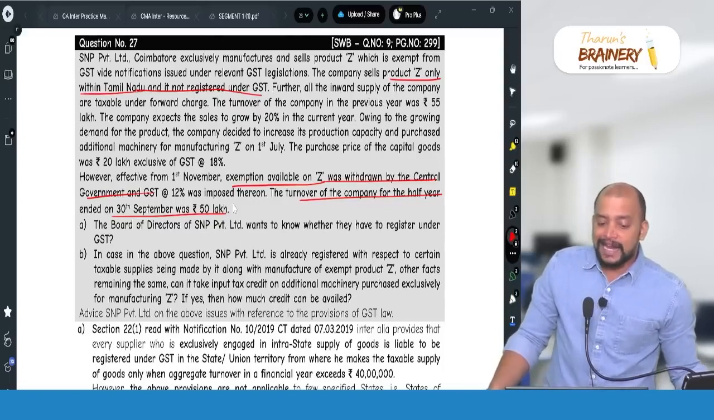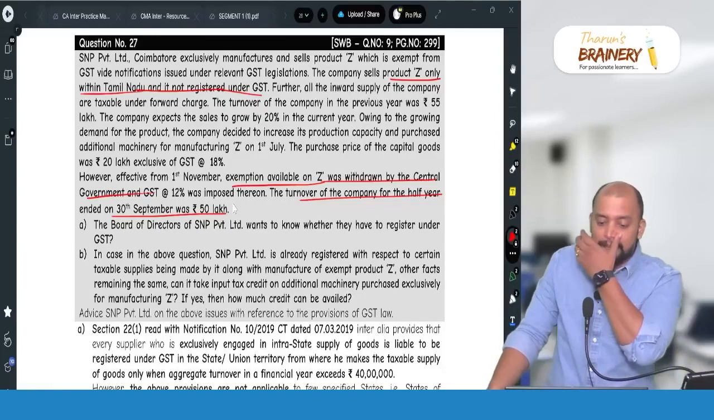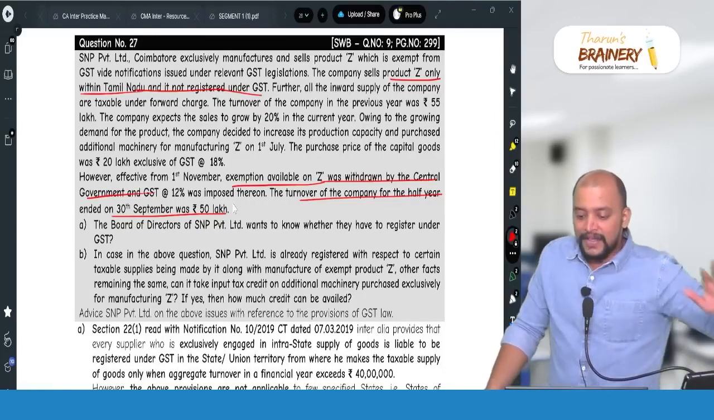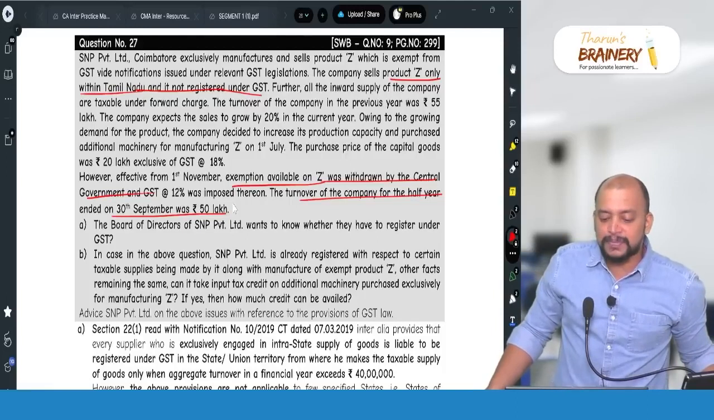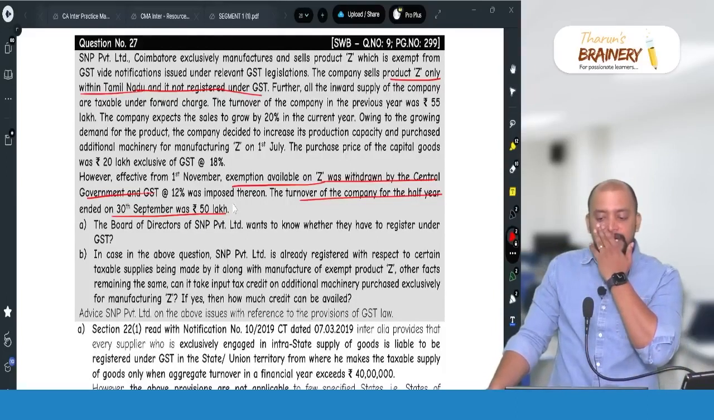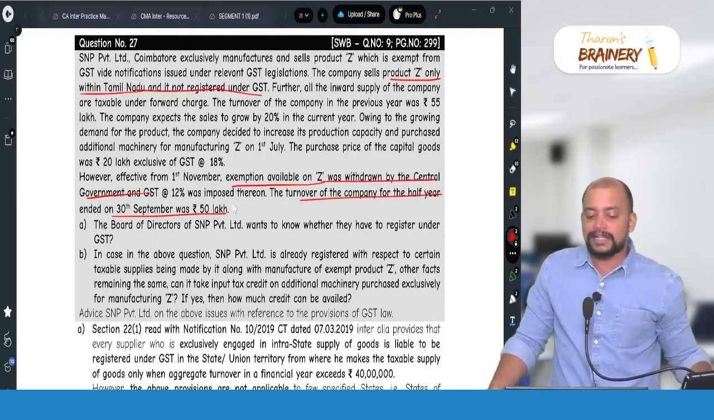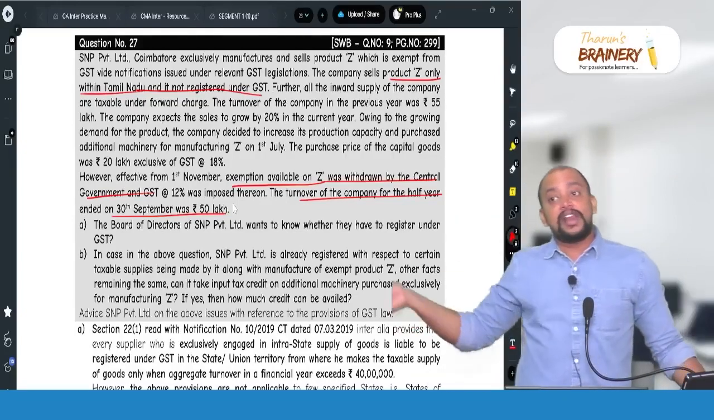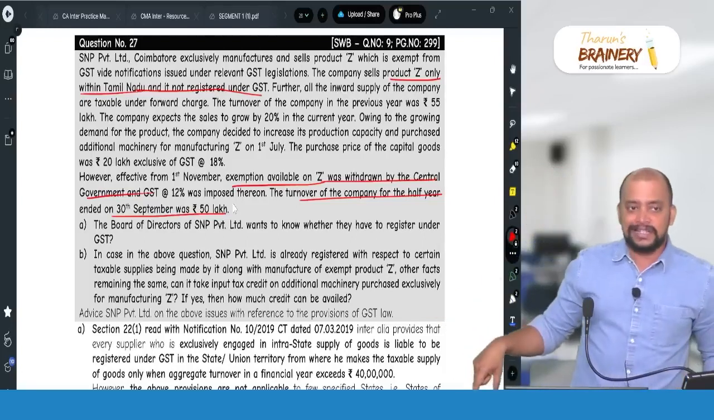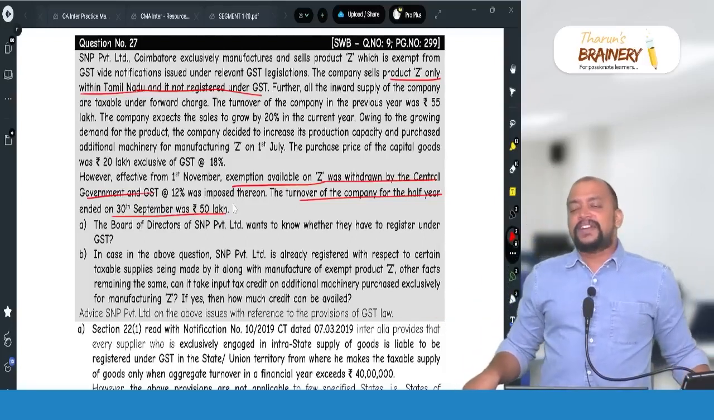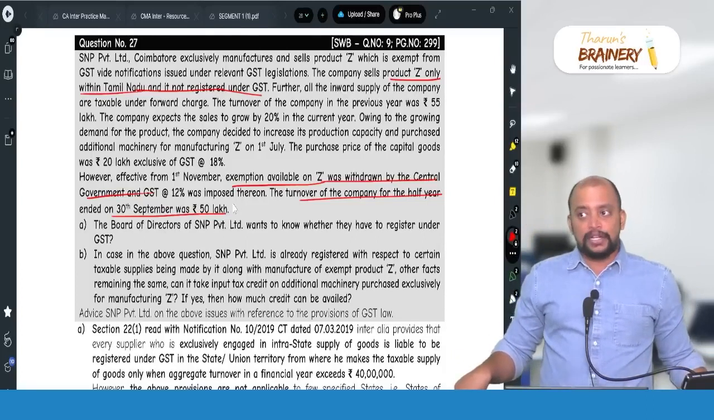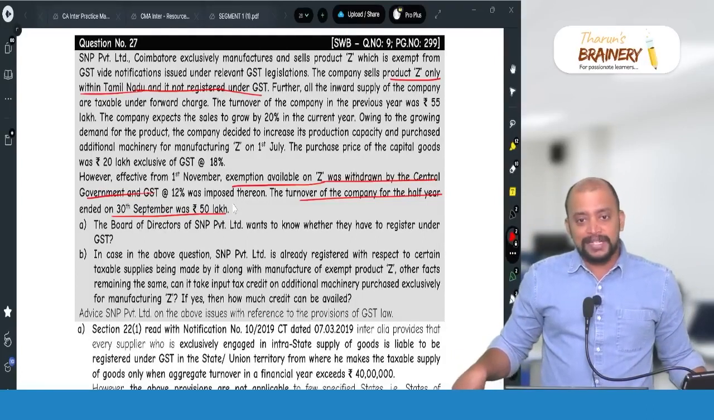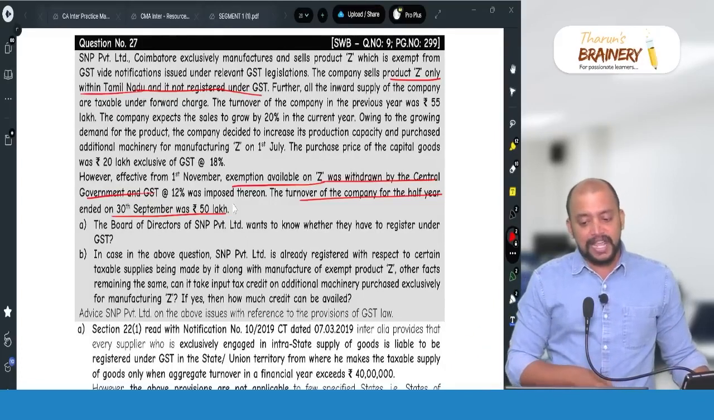And second, in case of the above question, SNP Private Limited is already registered in respect of certain taxable supplies being made by it along with manufacture of exempted product Z. Other facts remaining the same, can it take ITC on the additional machinery purchased? Yes. If they are already registered, then they can take the benefit under 18.1D on the capital goods, after reducing 5% for every quarter or part thereof from the date of purchase till the date of conversion. What is the date of purchase of this capital goods?